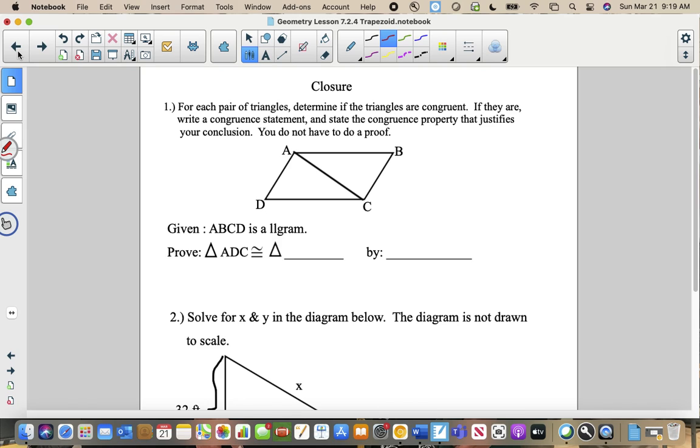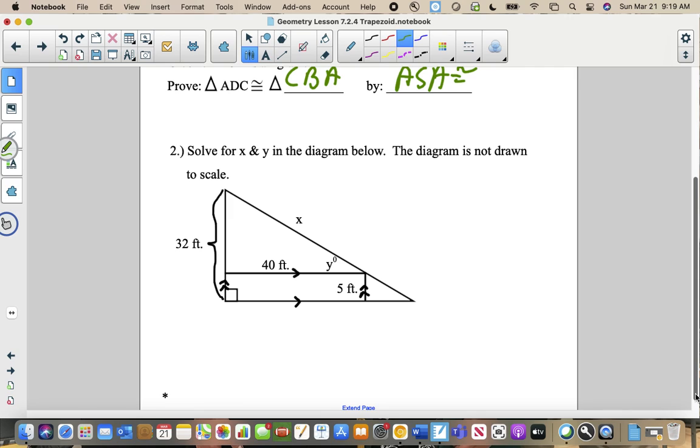Hey, welcome back. Since it's a parallelogram, by definition, I know these are congruent. Therefore, if parallel lines and alternate interior angles are congruent, that makes these congruent. This is equal to itself. So ADC is congruent to CBA by, what would that be? Angle, side, angle, congruency. Now, let's look at this. Pause it and try this.